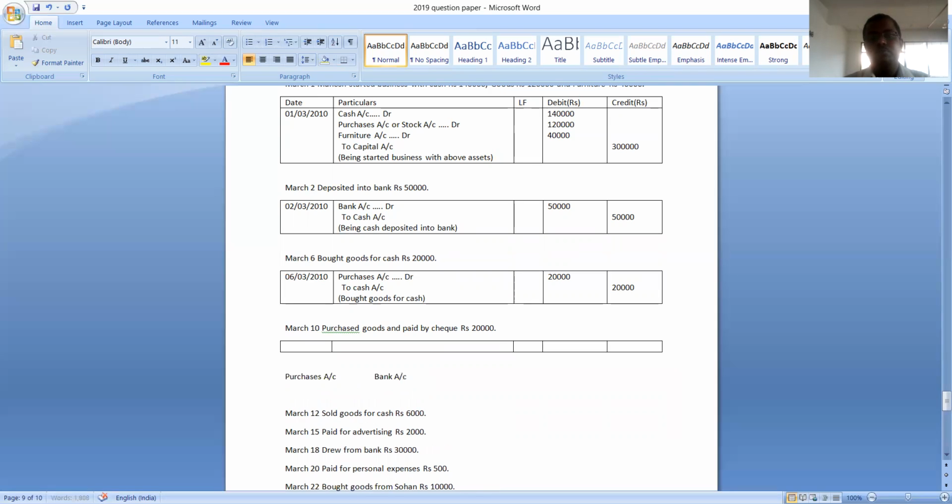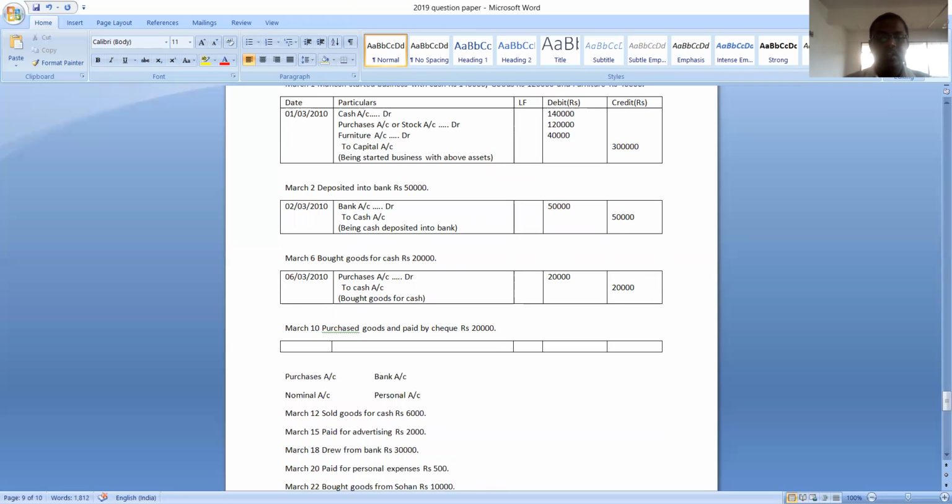Instead of cash account, bank account will come. Understood? So purchased goods and paid by check. One is purchases account and another one is a bank account. Purchases is which account? Purchases is a nominal account. Bank account is which account? It is a personal account.